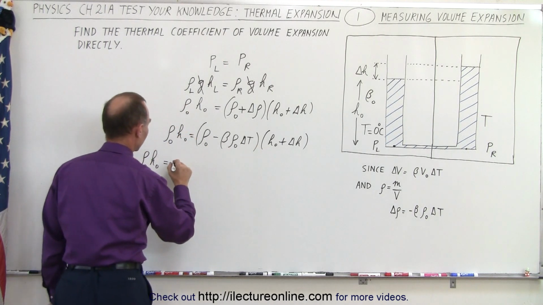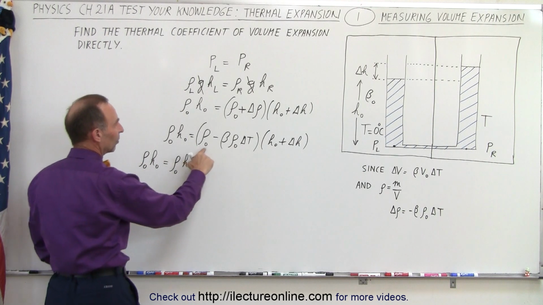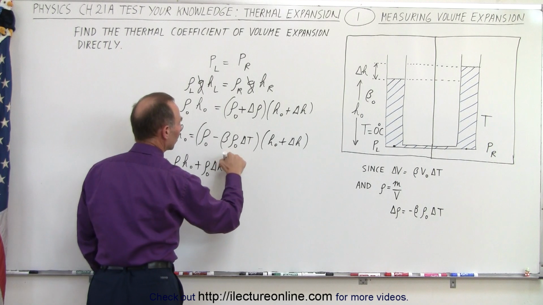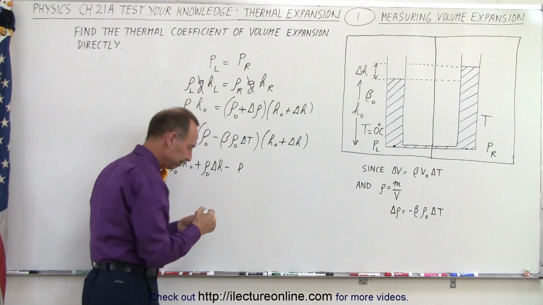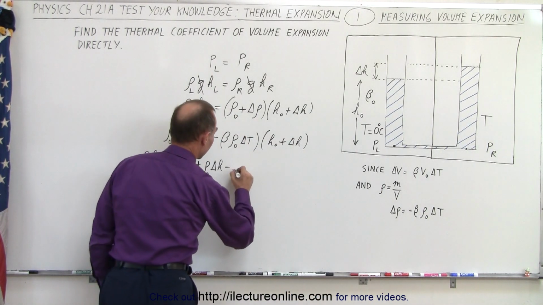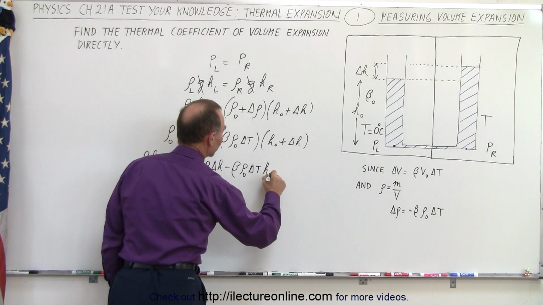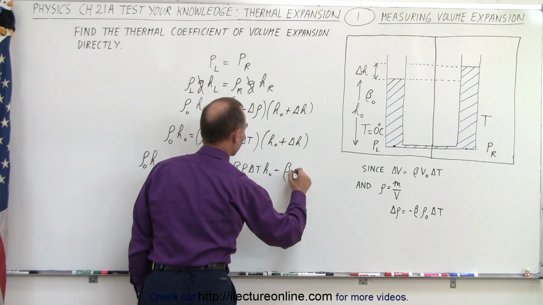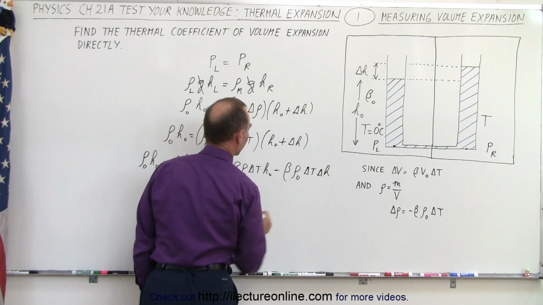This times this gives us original density times original height, and notice it's the same on both sides. Now this times this is plus original density times the change in height. This times this gives us minus beta density original delta t times h initial, and then this times this gives us minus beta original density delta t and delta h.